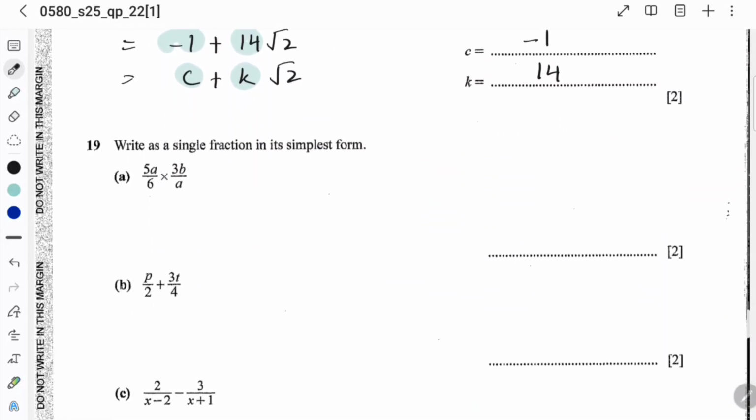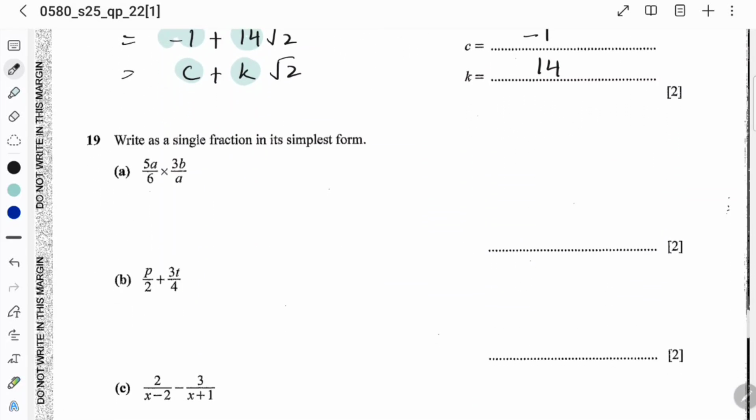So it was also a 2 marks question. Question number 19. Write as a single fraction in its simplest form. So we just simplify this question and easily we can find our answer. It's a 2 marks question.